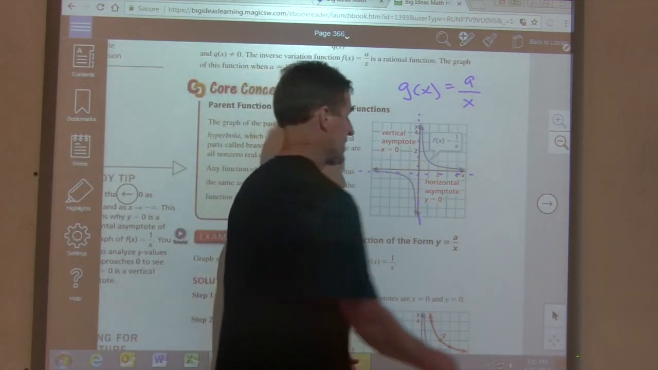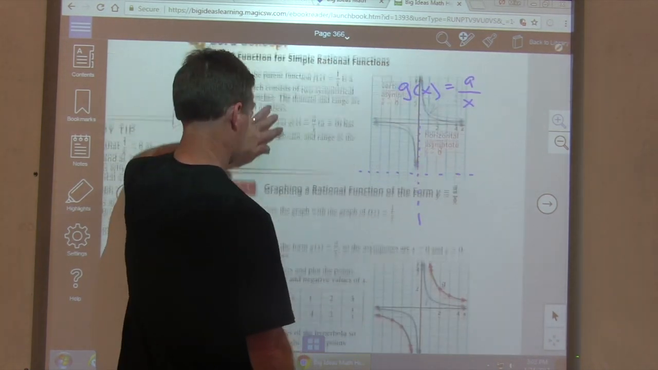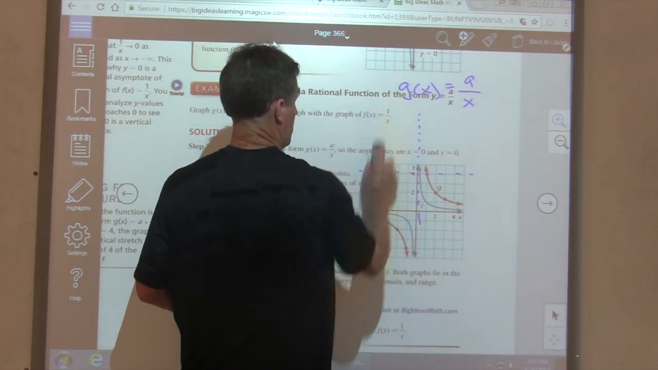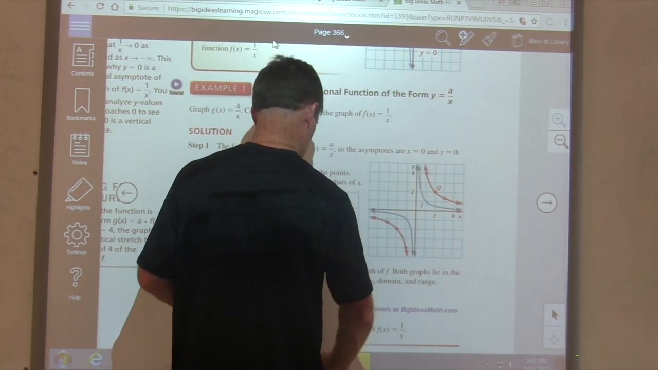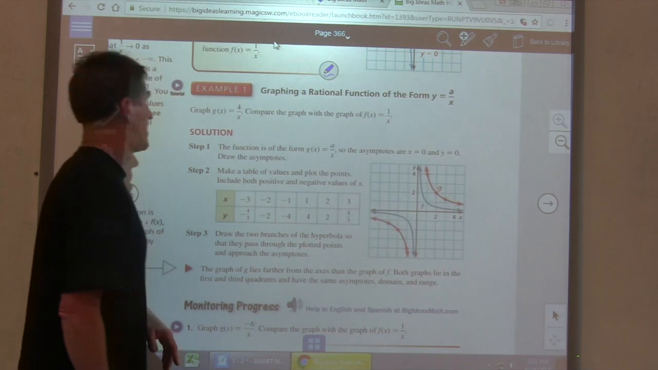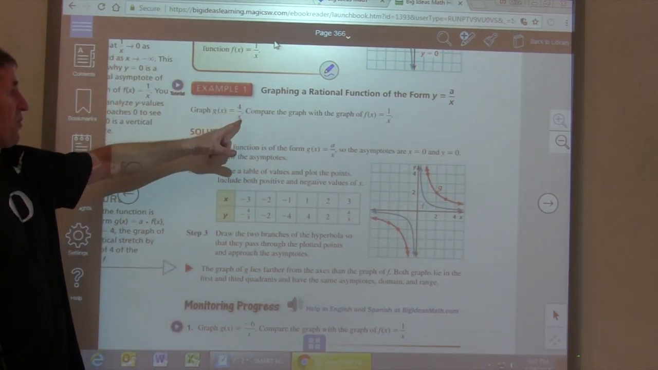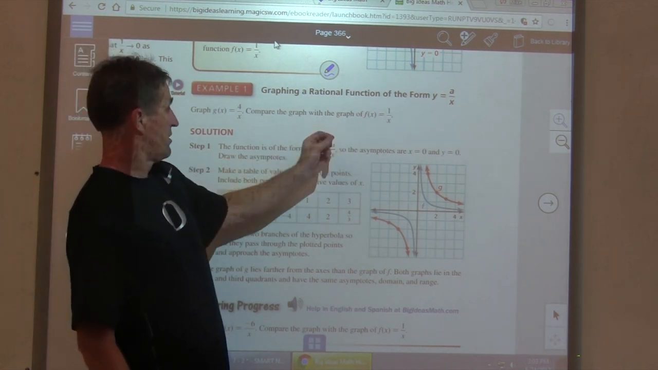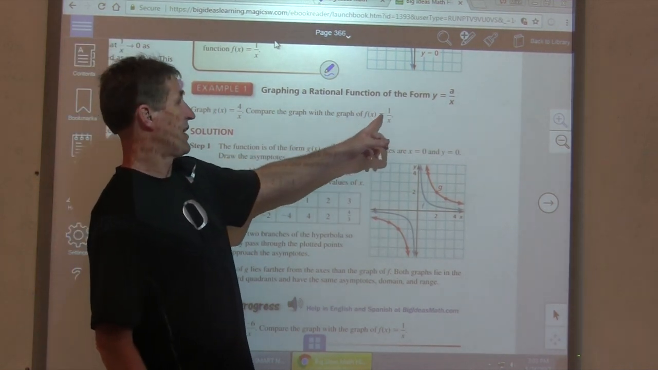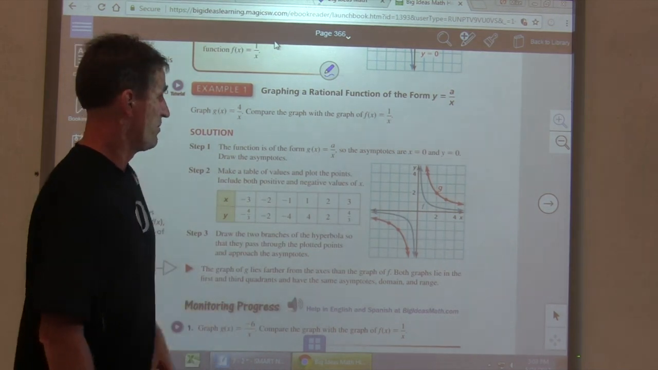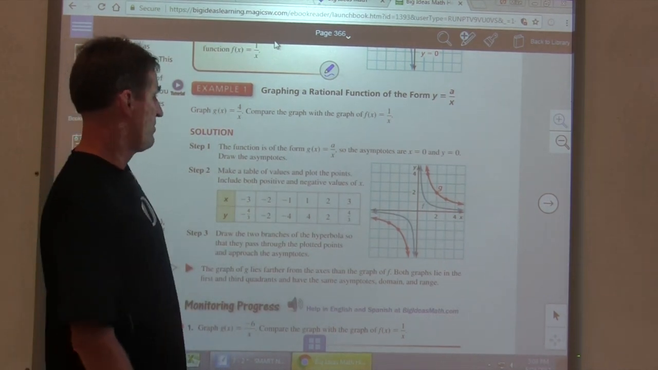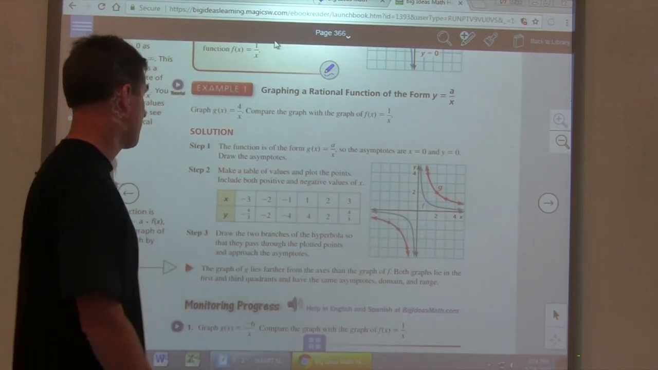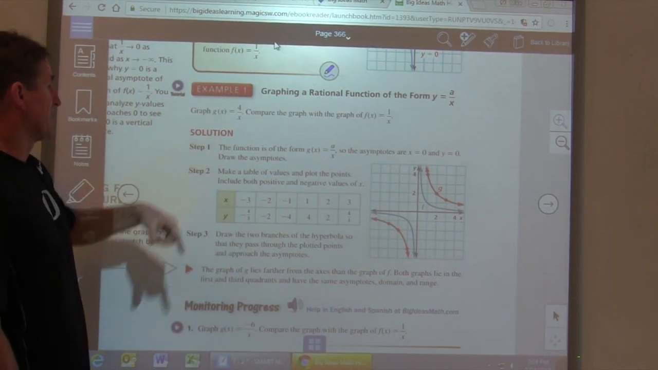So now we're going to look at the example here in the textbook. It says graph g of x equals 4 over x, and compare the graph with the graph of f of x equals 1 over x, our parent function. So the parent function is here in blue. Okay, that's the parent function. It's always the same. So we're going to graph this.